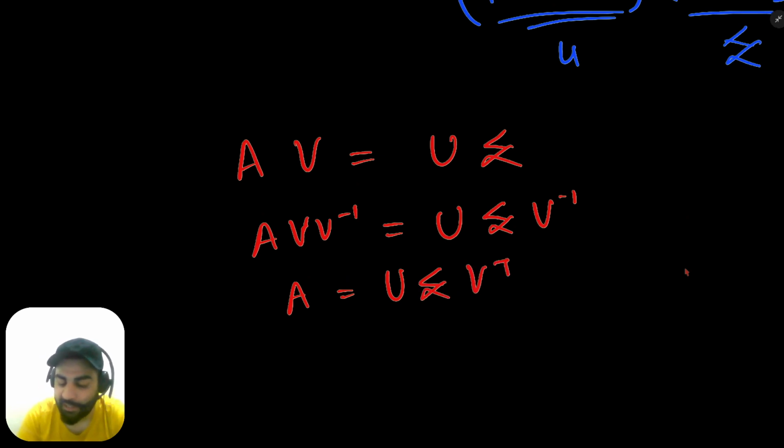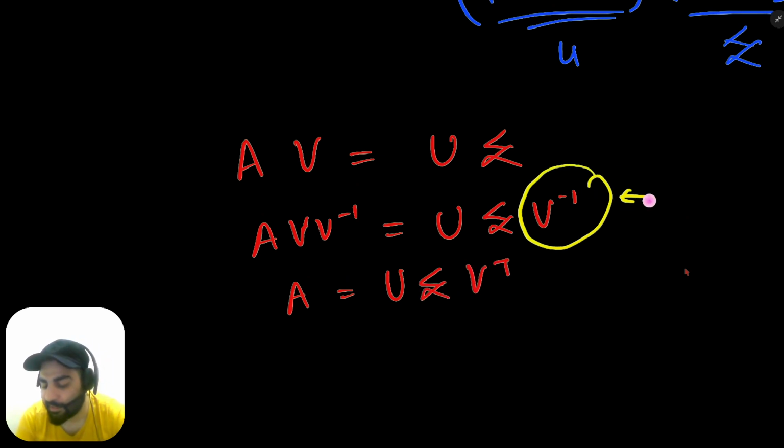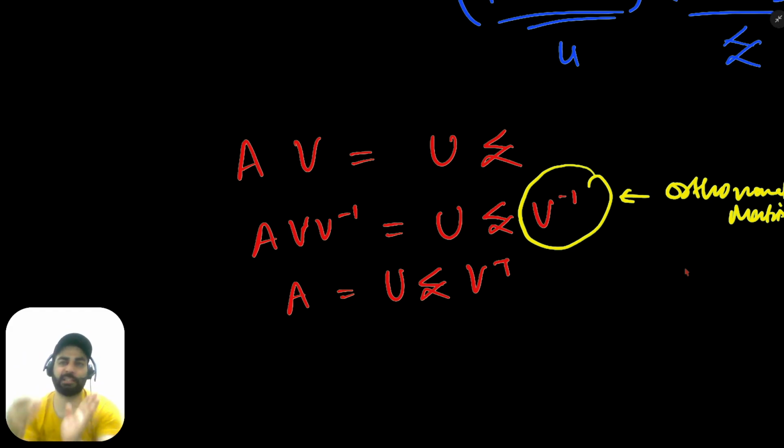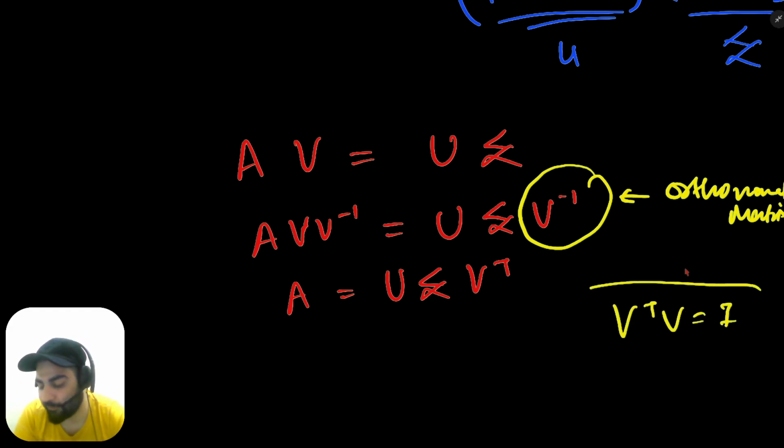Why can I do that? Because you know that this is an orthonormal matrix, because that's the assumption we had. These bases we are taking as orthogonal. So you know that V transpose V is equal to I if we have orthogonal matrices. Okay, that's what I'm writing here.